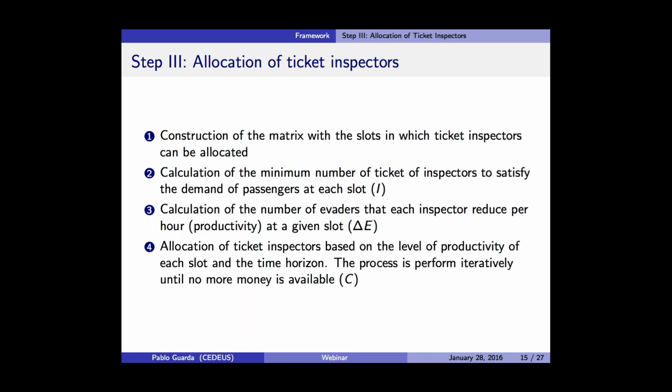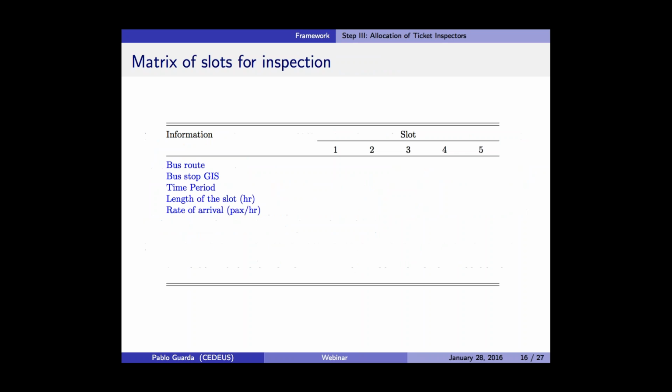And then we allocate the ticket inspectors based on the level of productivity of each slot and the time horizon being analyzed. The process is performed iteratively until no more money is available. So let's take this table. We will have five different options to allocate ticket inspectors, and we have a certain amount of money to invest in this strategy. Each bus slot will be linked to a bus route, a given bus stop, and a time period of the day, and the slot is going to have a length. If we're analyzing the morning peak hour, the morning peak period is 2 hours, so the maximum number of hours that inspectors can be allocated in this slot is 2 hours. So that is our constraint of the model.